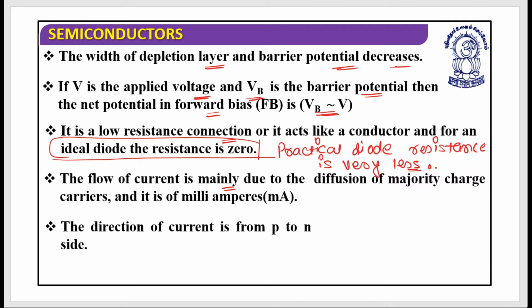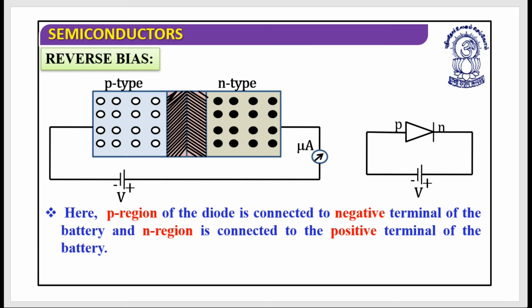So the flow of current is mainly due to the diffusion of majority charge carriers, and it is of the order of milliamperes. And the direction of this current is from the P-type material to the N-type material. I hope this is clear. So are you clear with the forward biasing? Yes, great. Now let's check what reverse biasing is.